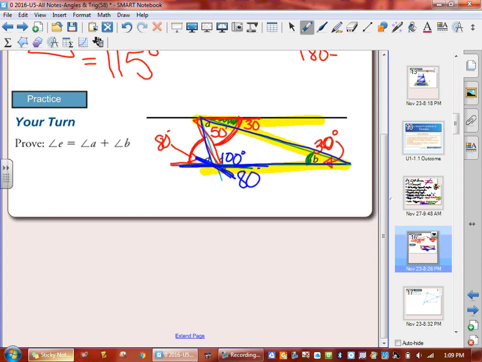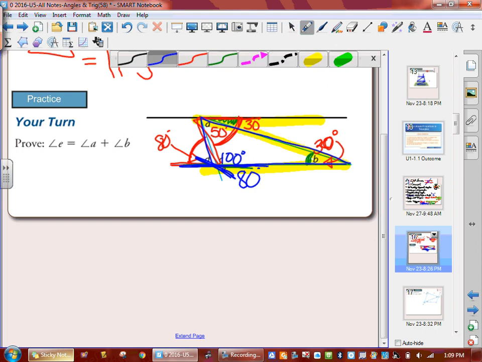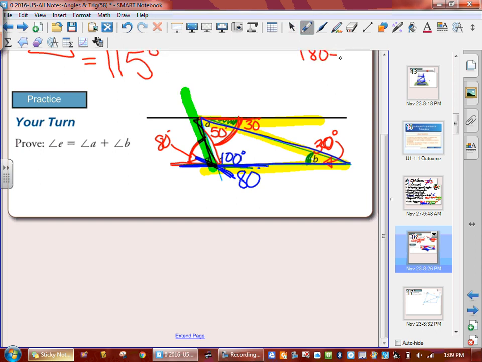Another way is this. Take a look. These will form a straight line. I'm going to make a straight line with a green right here. There's a straight line right there. Well, that means the 100 and the blue 80 have to equal 180 for that straight line. So there's many different properties we can use to prove that this is true.